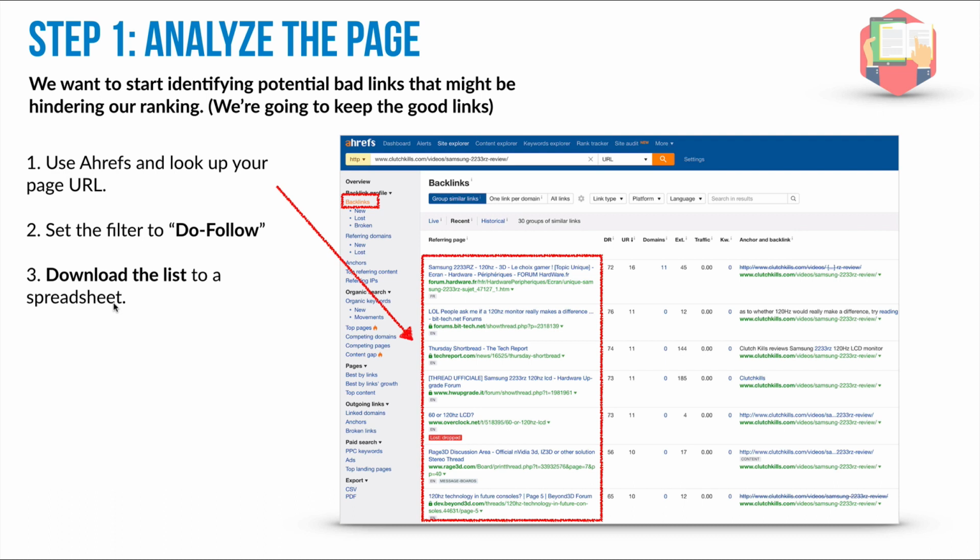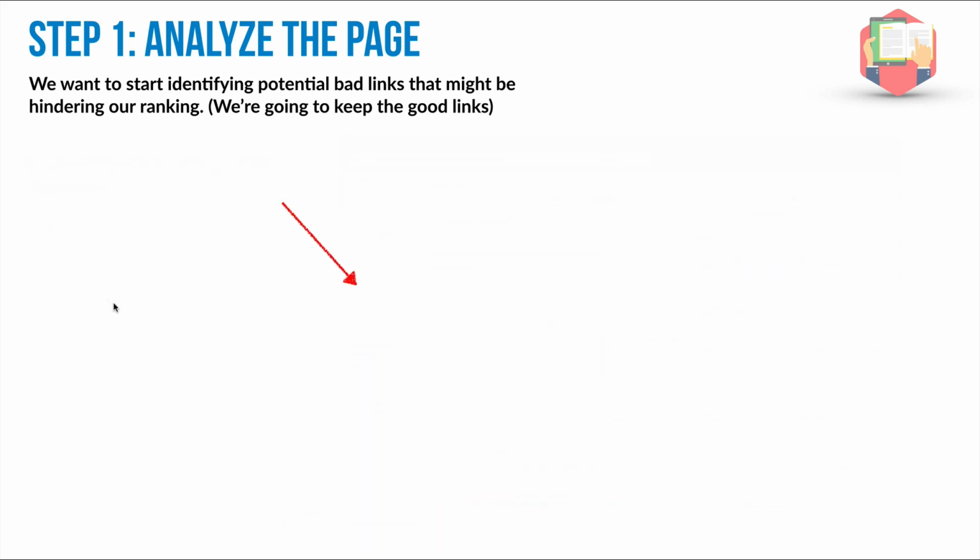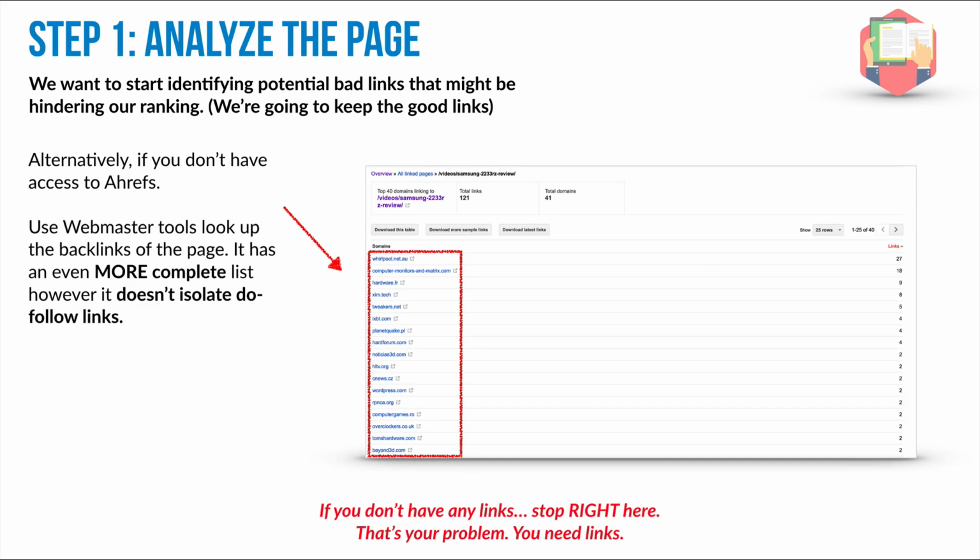Okay, super easy. If you don't have Ahrefs, you're like, Eric, I can't follow. Well, you could use Webmaster Tools. Webmaster Tools is really good in the sense that it gives you even more links than Ahrefs because it's by Google. However, it doesn't isolate the dofollow links. So there are pros and cons here. One, it's free. You get more links, but it might take a little more time to go through because it's not isolating just the dofollow links. Now, that's step number 1.